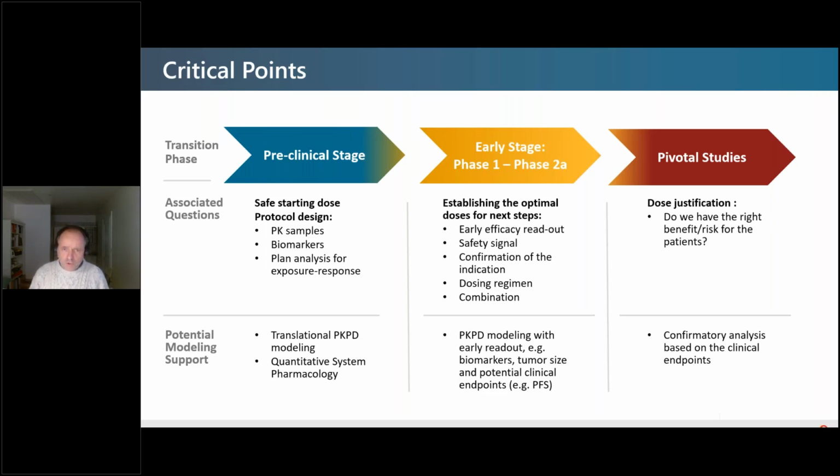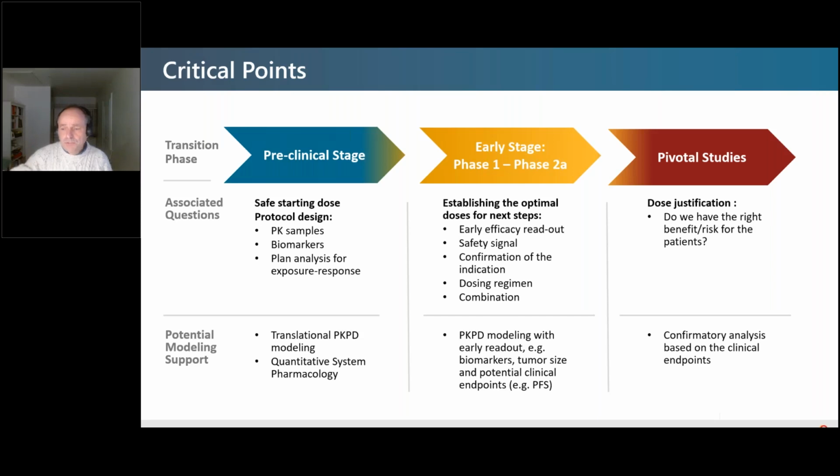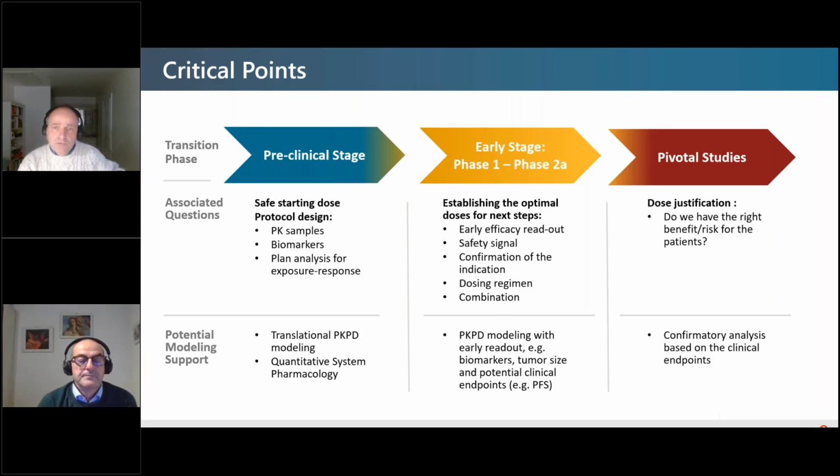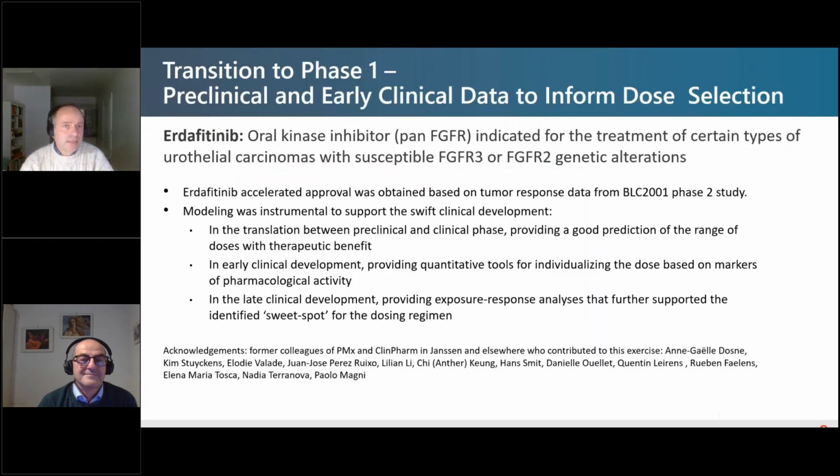So to guide you through these different examples, I will first leave the floor to Italo, who will show us one example at the preclinical stage, and then we will move to early and pivotal studies. Italo, if you want to. Thank you, Vincent. Can you go to the next slide, please?